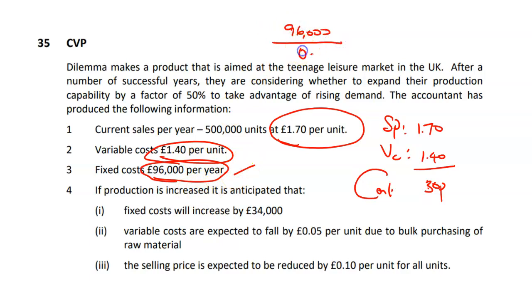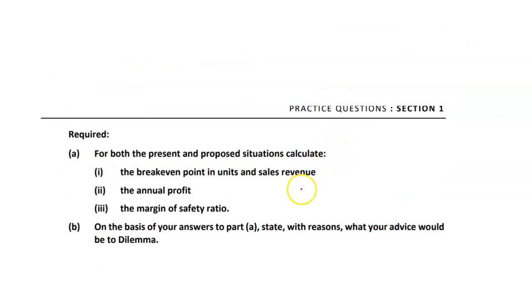And the question says that fixed costs are currently 96,000. So if fixed costs are currently 96,000, the question we should be asking is, how many units do we need to sell to break even, right? So 96,000 divided by 0.3 is equal to 320,000. So that's 320,000 units. So currently, as we are, you would argue that the break even is 320,000 units, right?